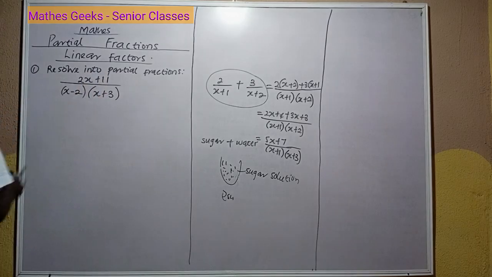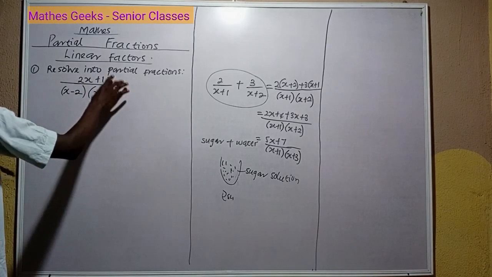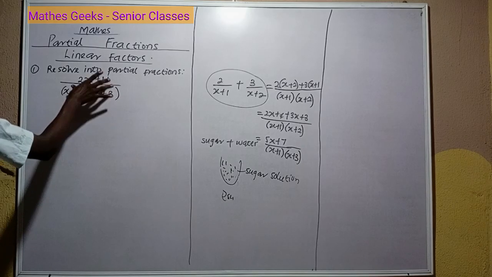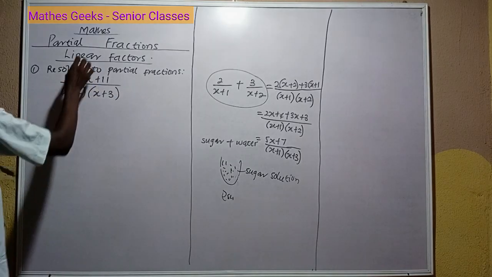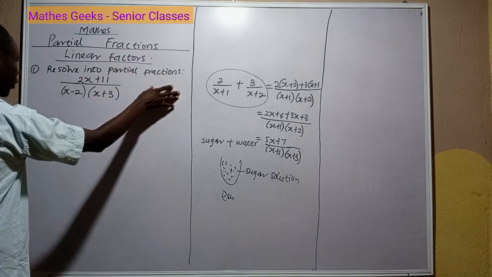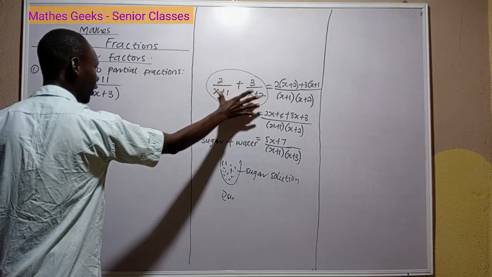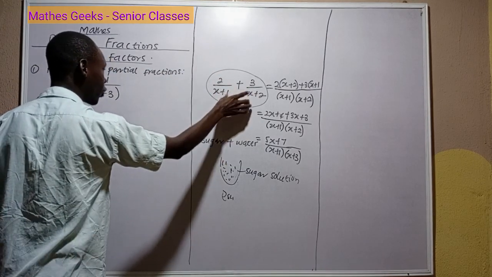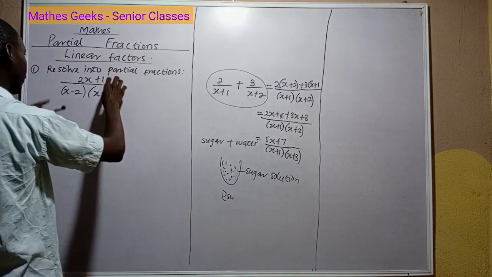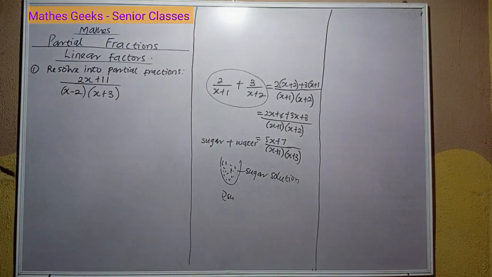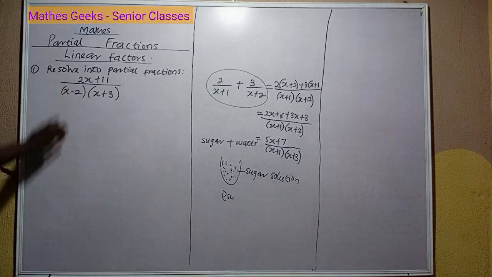But in mathematics, getting back the fractions that make up this expression is known as resolution into partial fractions. So by the time we are done with this, we should be able to get the fraction in this form, the initial form it was in before it was combined to give us this single fraction. So we're going to start with this example.